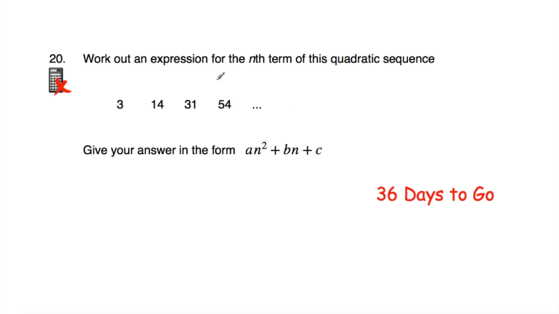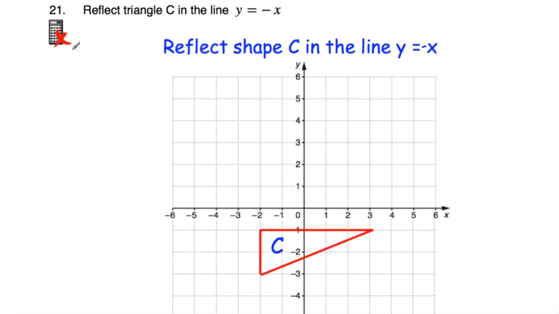Question number 20 is the quadratic nth term, and we covered that with 36 days to go. If you want a hint, my hint would be to find the first differences, to find the second differences, and then you should be able to find A, B, and C. And think back to this video. Perhaps you've got it on your windows if you've used the window pens, or on your cheat sheets and things like that, in terms of how to use those first differences and second differences to find A, B, and C. Okay, let's have a look at our next question, question number 21.